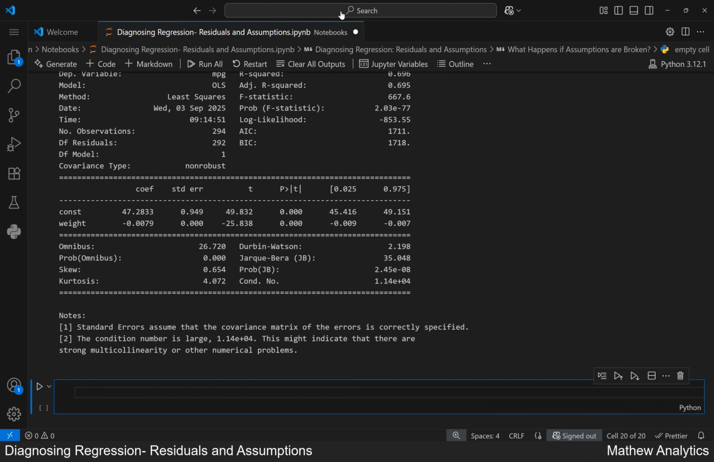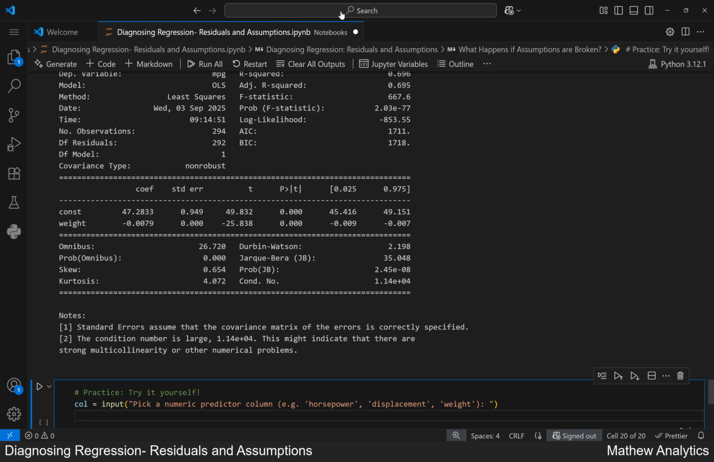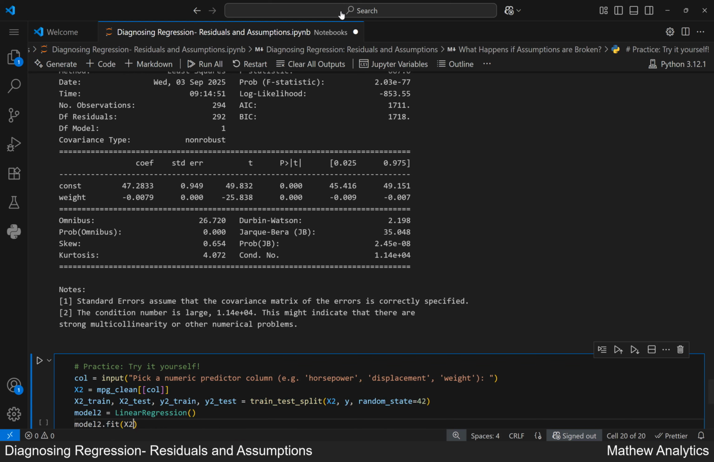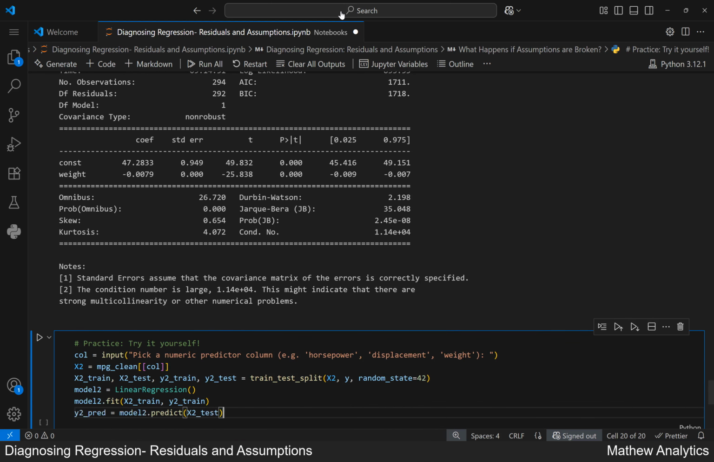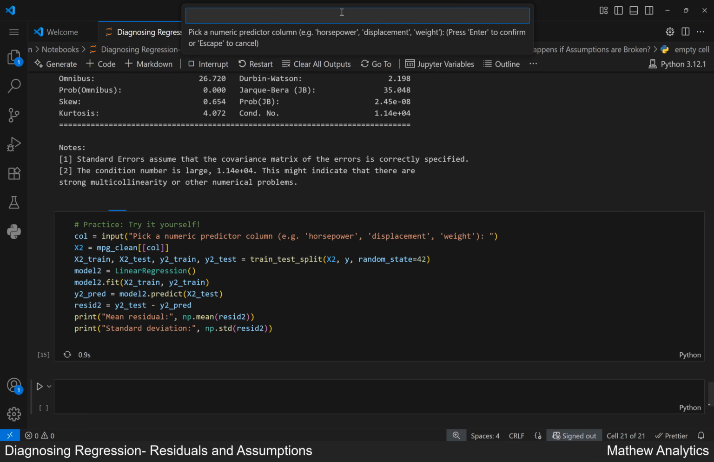Now, you can try building a regression with a column of your choice. This cell lets you pick any numeric column in the dataset for prediction. We split and fit the regression again, just like before. We compute and print the mean and standard deviation of the new residuals. You can experiment to see which column predicts miles per gallon best. Running the cell now. Here is a YouTube pro tip: pause, rewind, and experiment as much as you need.